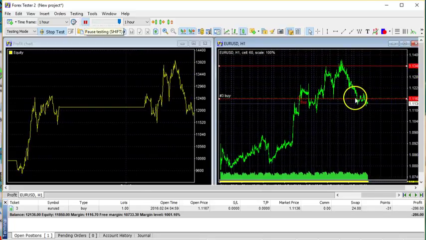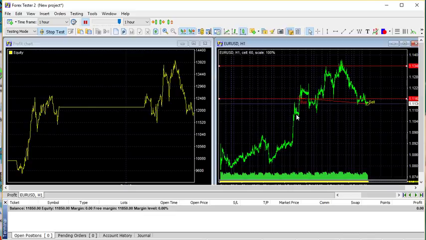Okay, it went back all the way down to break even, so that would have been a no trade, whatever. So let me close it out. Okay, so that's Forex Tester.